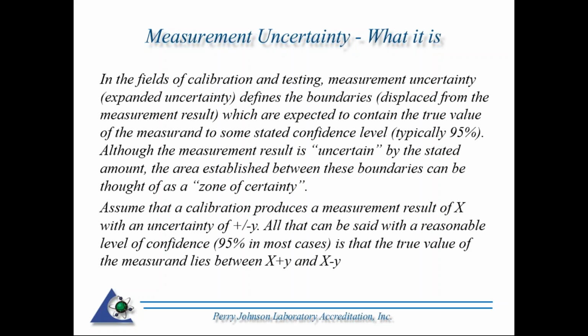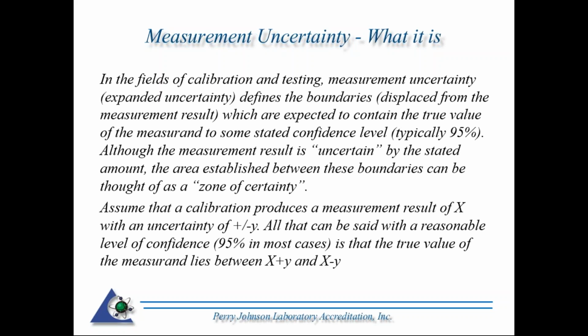Measurement uncertainty. So what is it? In the field of calibration and testing, measurement uncertainty, or expanded uncertainty, defines the boundaries, displaced from the measurement result, which are expected to contain the true value of the measurand to some confidence level, typically 95%. Although the measured result is uncertain by the stated amount, the area established between these boundaries can be thought of as a zone of certainty.